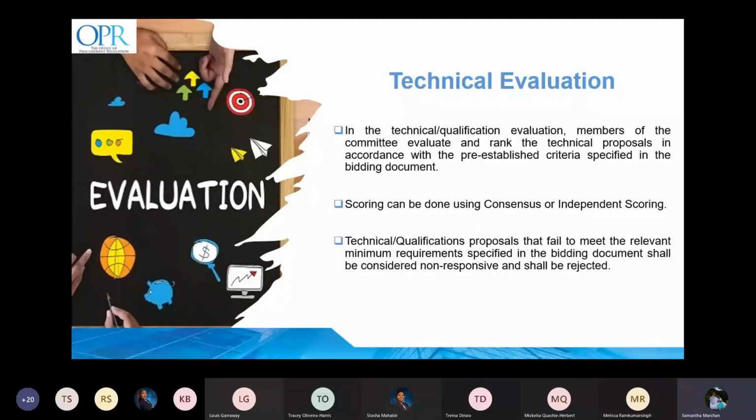Regardless of the method used, proposals that fail to meet the relevant minimum requirements specified in the bidding documents shall be considered non-responsive and shall be rejected. A notice of rejection and the reasons for it, together with the unopened commercial envelope in the case of a two-envelope system, shall be dispatched to each bidder concerned. It is good practice to summarize the results of the technical evaluation in the evaluation report, providing the reasons for the decision taken.